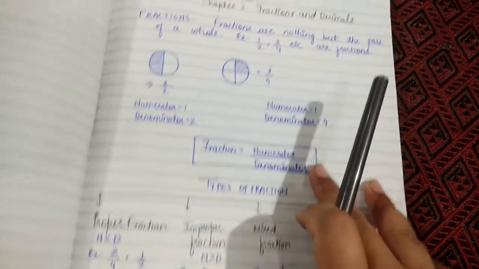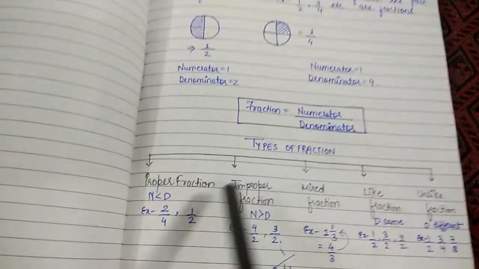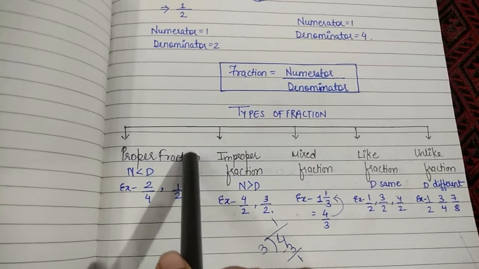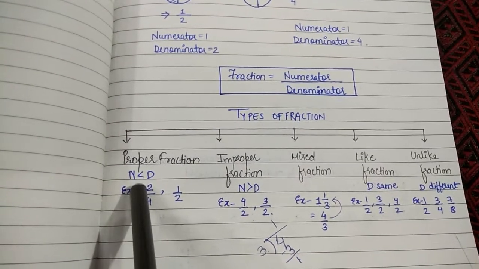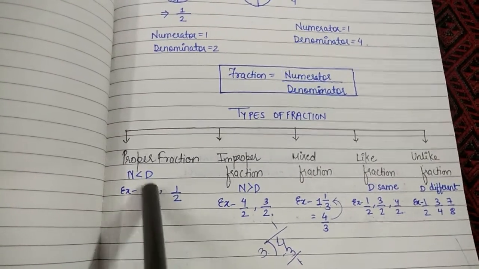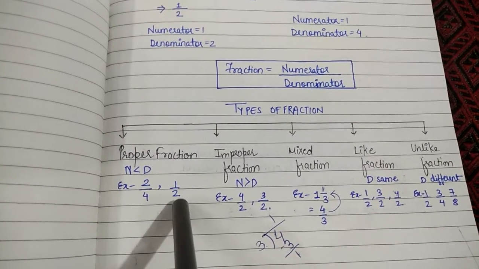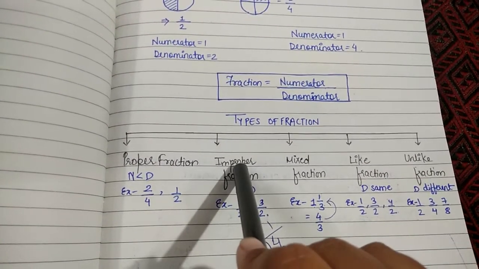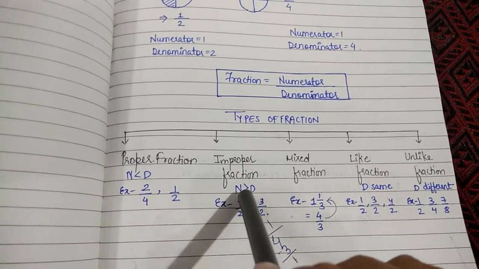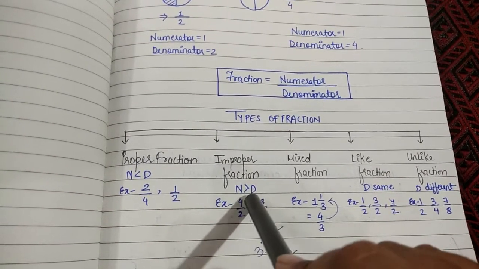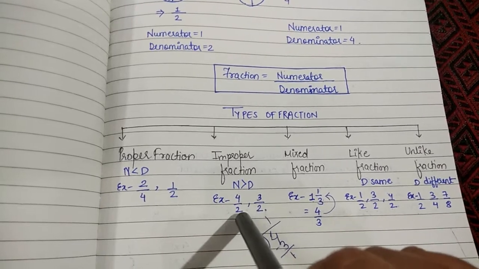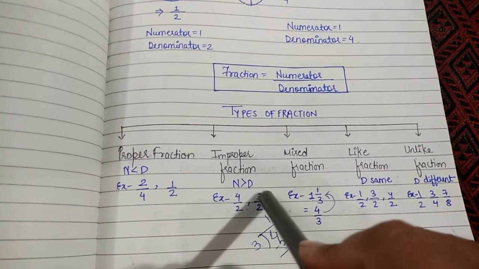There are certain types of fractions also. First of all, we have proper fraction, where the numerator is less than the denominator. For example, 2 by 4, here 2 is less than 4, and 1 by 2, here 1 is less than 2. Then we have improper fraction, where the numerator is greater than the denominator. 4 by 2, here 4 is greater than 2, and 3 is greater than 2 in 3 by 2.